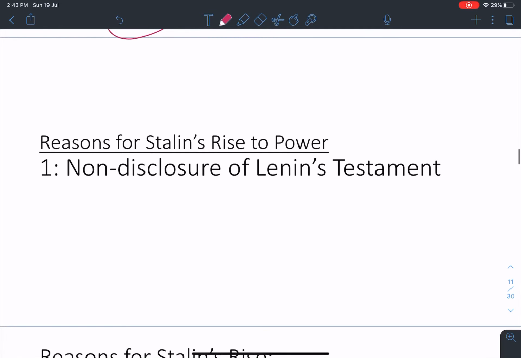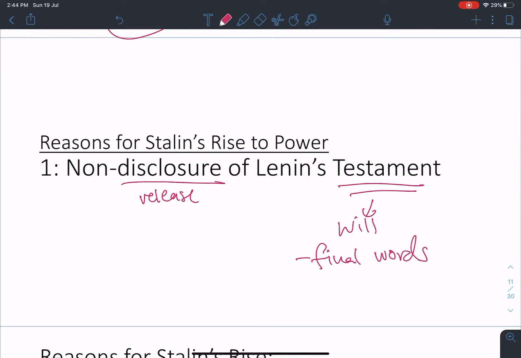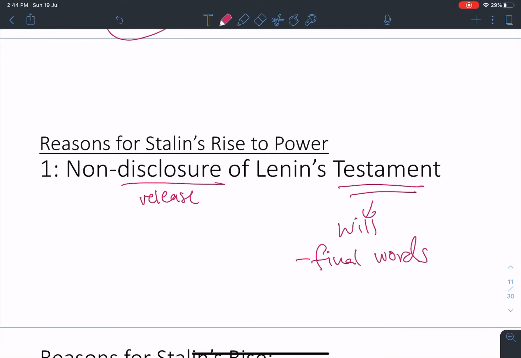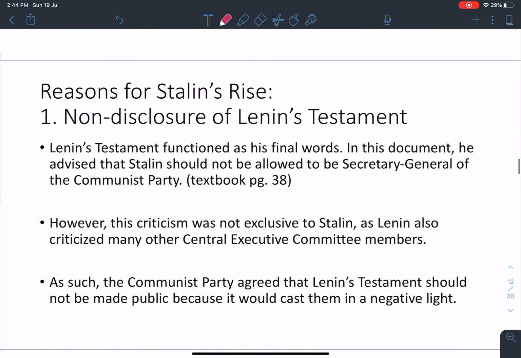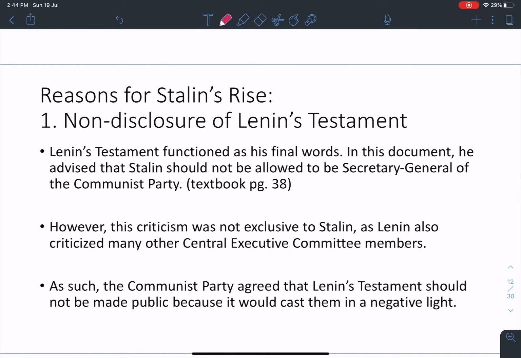So the first thing we're going to look at is the non-disclosure of Lenin's Testament. Disclosure means the release. That's to say, it was meant for public consumption, but it was never published, okay? Testament means it was something like his will, his final words, what he wanted to say. And of course, you would respect the final words of your leader. And so this is what is going on. Lenin's Testament is a document which also outlines Lenin's thoughts and plans, right? And of course, it will have to do with how the Soviet Union proceeds.